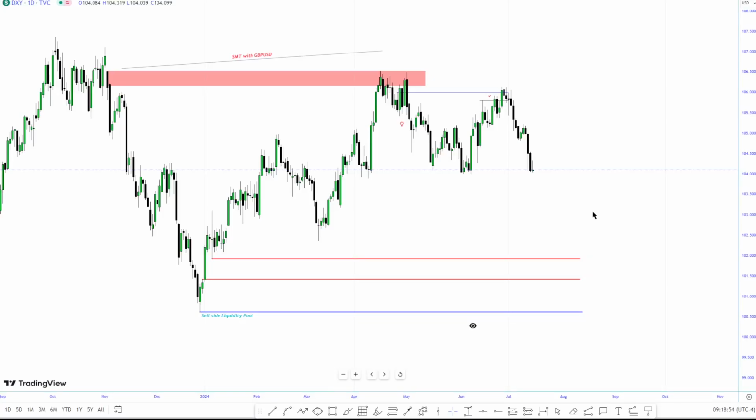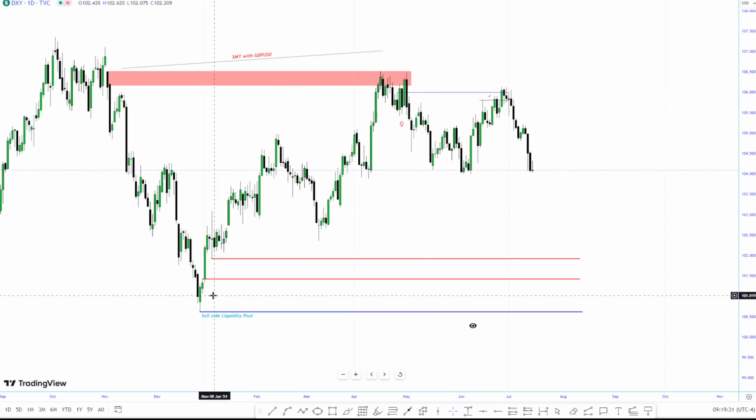Welcome back. Today is the 15th of July 2024, Monday, and I want to talk about my anticipation for the DXY for the remainder of the year and how I'm anticipating the market to react. Now, the DXY, the dollar index, is ideally my benchmark, and it helps me to gauge how I'll be trading those particular foreign currencies.